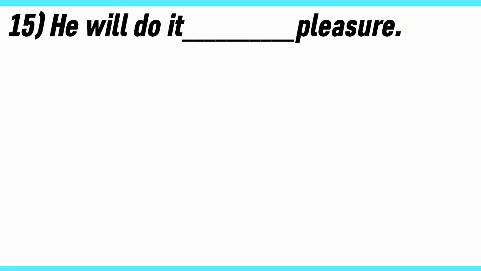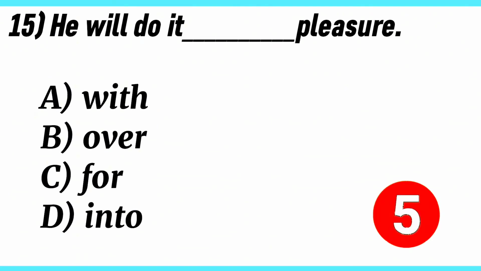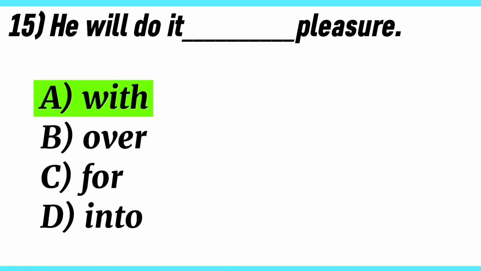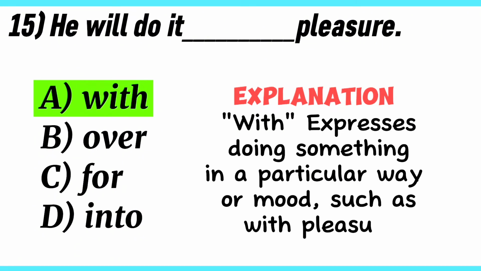He will do it dash pleasure. The correct answer is option A, with. Explanation: with expresses doing something in a particular way or mood, such as with pleasure.